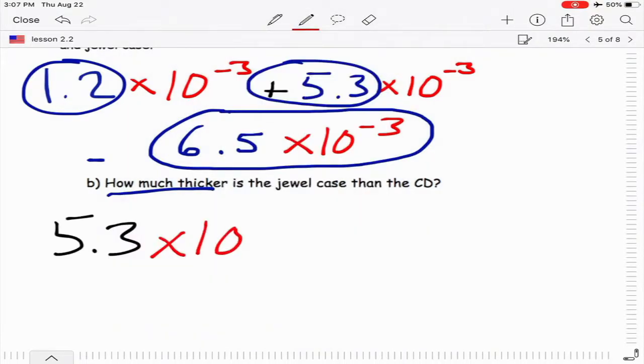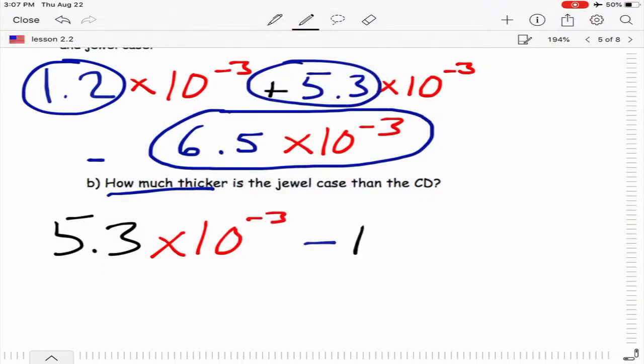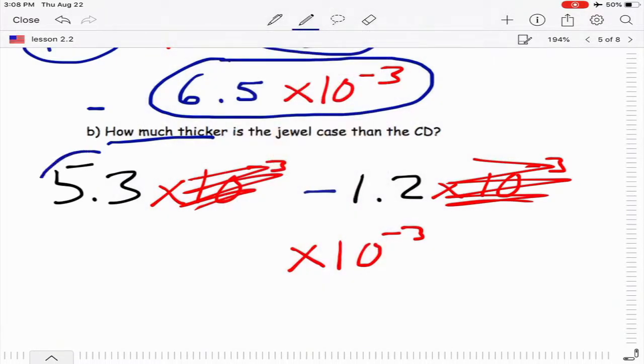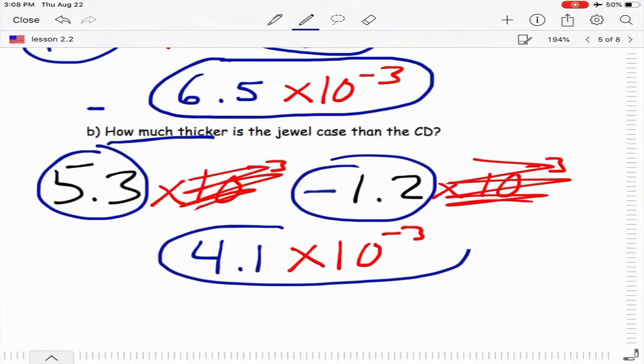5.3 times 10 to the negative third, not adding this time, but minus 1.2 times 10 to the negative third. Your exponents are the same, so leave them the same. So leave the times 10 to the negative third power, and then you're simply going to just do 5.3 minus 1.2, and you get 4.1. Final answer is 4.1 times 10 to the negative third power.